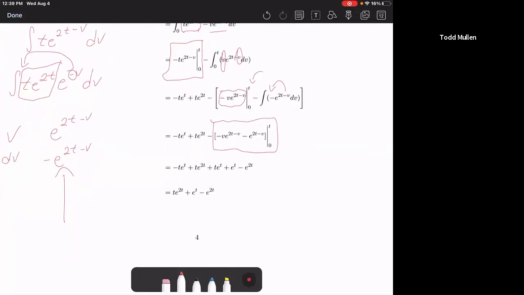Well, when we plug in t, we get negative v e to the 2t minus t, which is equal to negative v e to the t. But wait, because we need to plug in t for both of the v's. So it should be negative t e to the t. And then this negative sign here will make that positive. So that's how we get the first piece.